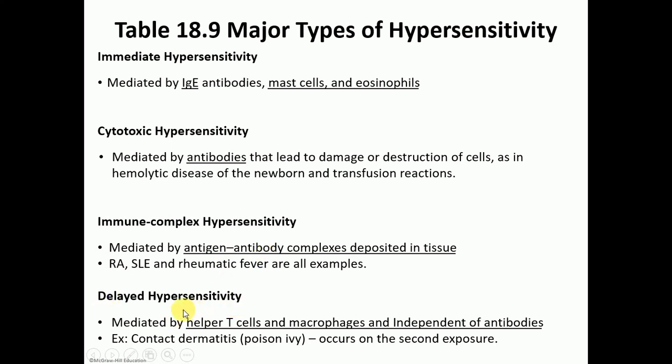Delayed hypersensitivity, that's mediated by the helper T cells and macrophages, and these do not depend on the presence of antibodies. So you'll see here that the first 3 kinds depend on antibodies. The only one that does not is the delayed hypersensitivity. So, for example, contact dermatitis by poison ivy. So on your first exposure, nothing happens. Okay, it's not until the second exposure that now these activated helper T cells and macrophages are going to lead to a hypersensitivity reaction, and hence the name delayed hypersensitivity, because it does not occur in the first exposure, it'll happen on the second one.